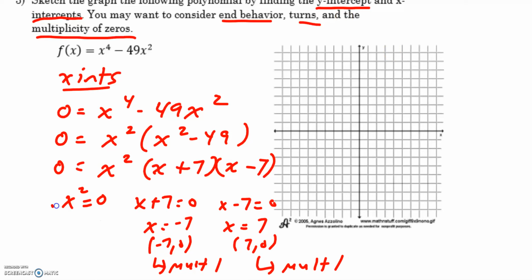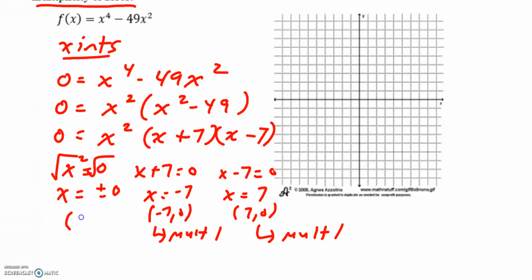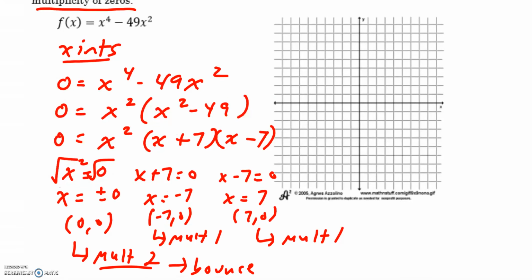However, for this root, if I take the square root of both sides, I technically get x equals plus or minus 0, which means that the root (0, 0) actually occurs twice, positive and negative 0, which is sort of ridiculous to say, but this root, because it occurs 2 times, has a multiplicity of 2. So this is the root at which you are going to have to bounce.